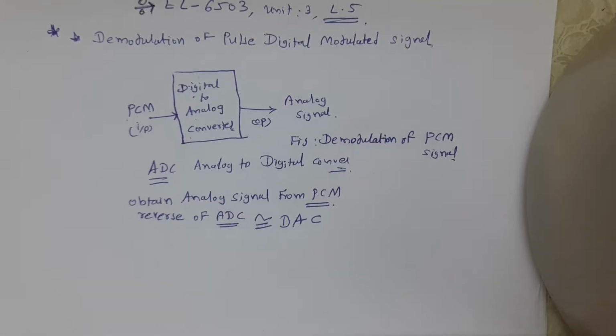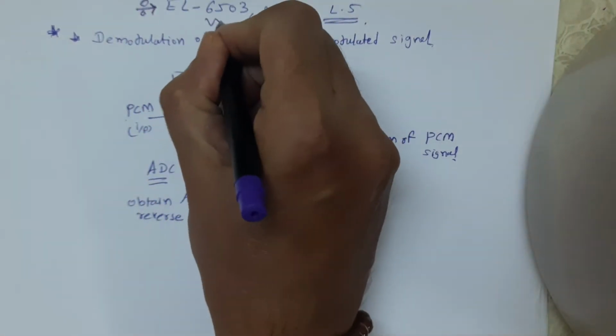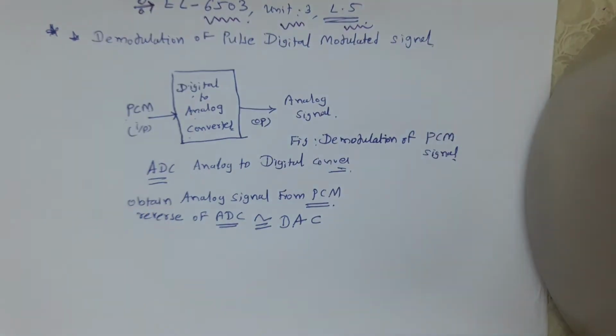Now we are discussing here regarding the demodulation of the pulse digital modulated signal. This is paper EL 6503, Unit 3, Lecture number 5. Demodulation of pulse digital modulated signal.